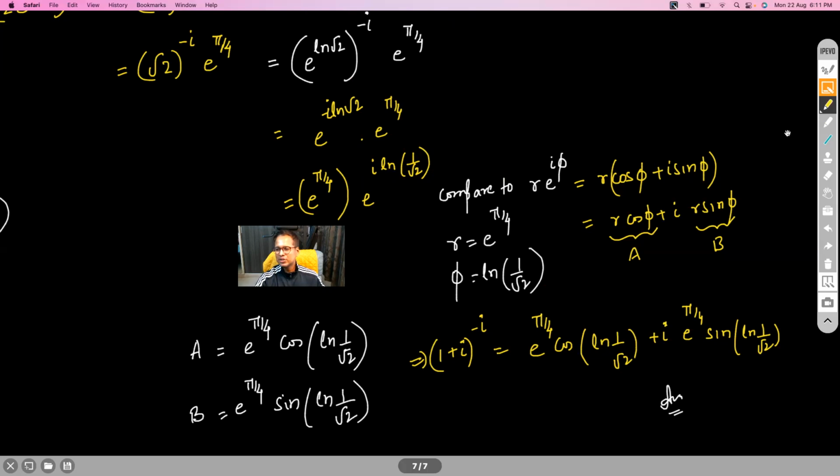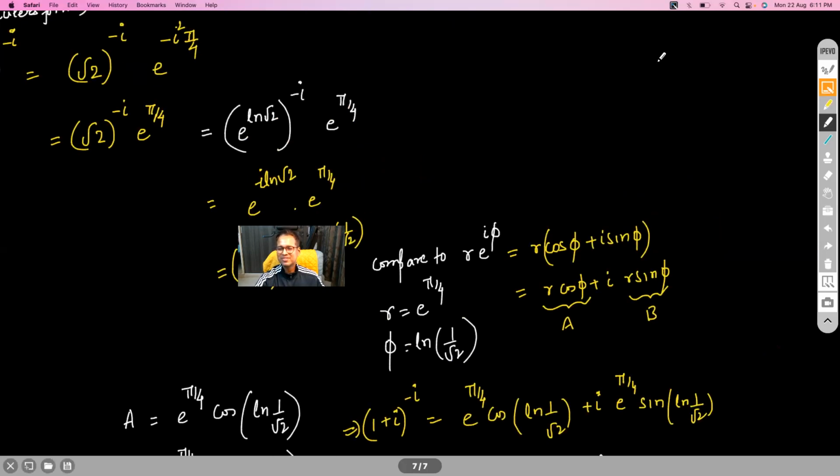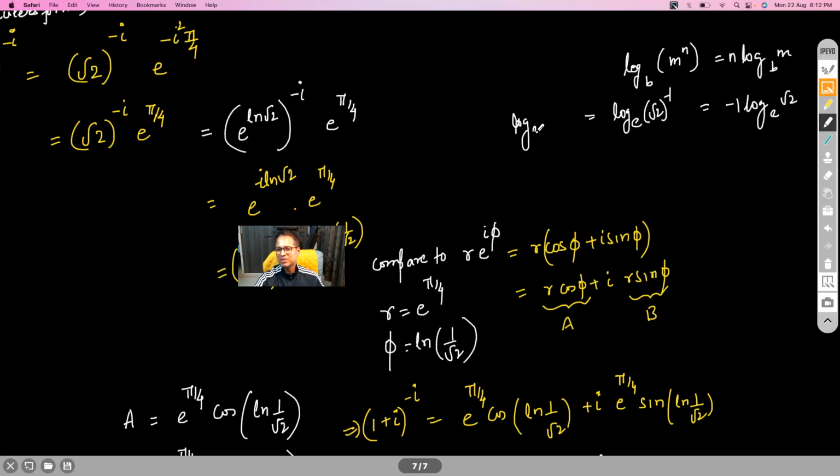Pratik, you were there when I did log properties? No? See, if you write log of m to the power n, doesn't it become n log m to the base b? So let's say if I had minus 1 log root 2, what will happen? As per the same logic, this will become root 2 to the power minus 1. And what is root 2 to the power minus 1? 1 by root 2.